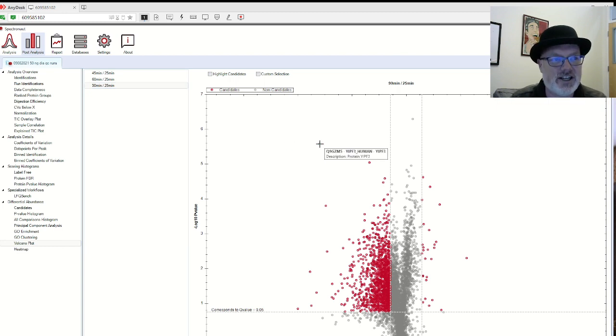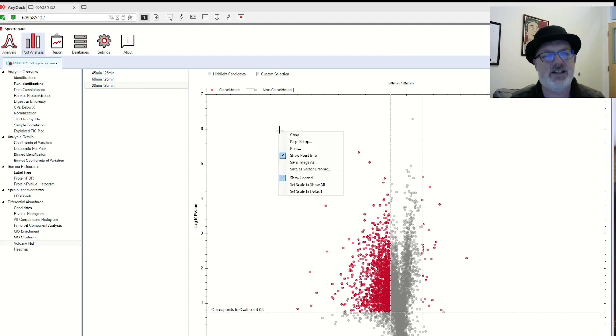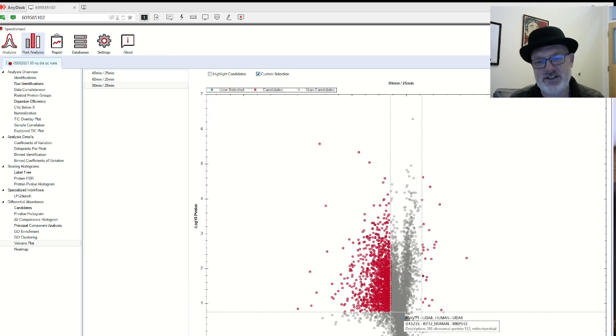I wish you could click on these. So Spectronaut, maybe in the next version you could click on this and go back to that tree view under the analysis. That would be useful. And you can save these, right-click, save image as. You could do a custom selection. So again, if you wanted to see where this protein was in the volcano plot, you could, and it's right there because it's not changing.